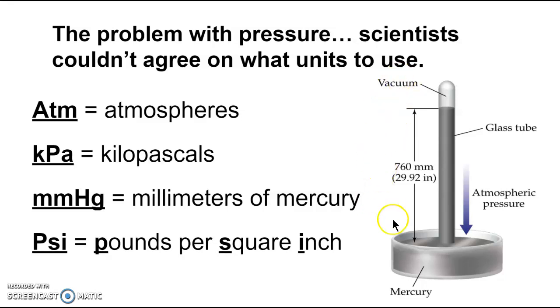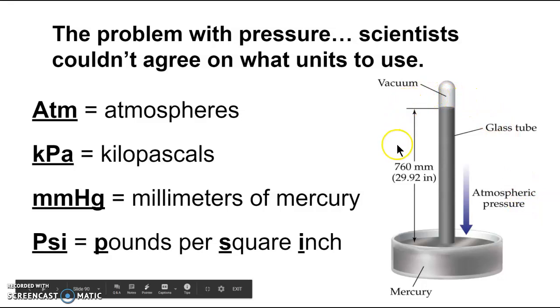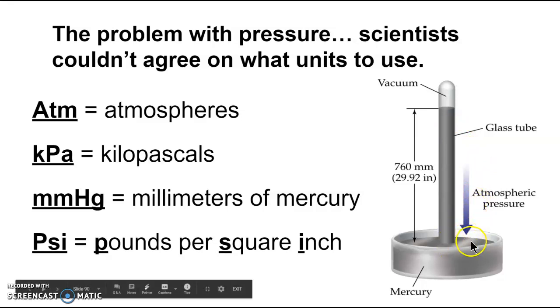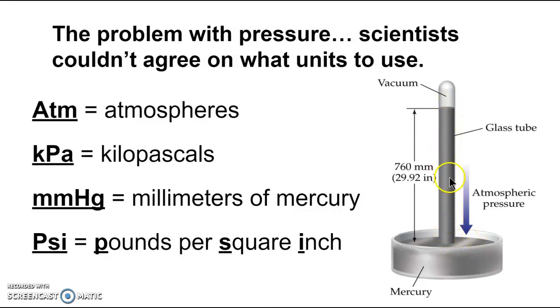On the side here, you're looking at just an example of one of them. We've got millimeters of mercury. So this is a barometer. And you can see the air particles, the atmospheric pressure. So there's air particles pushing on this mercury, and that causes this mercury in this tube to go up and down, and you're measuring it in millimeters. So they're measuring how many millimeters of mercury high this glass tube is.